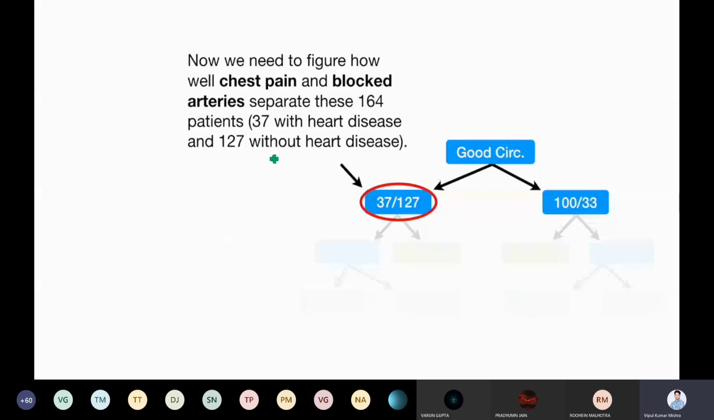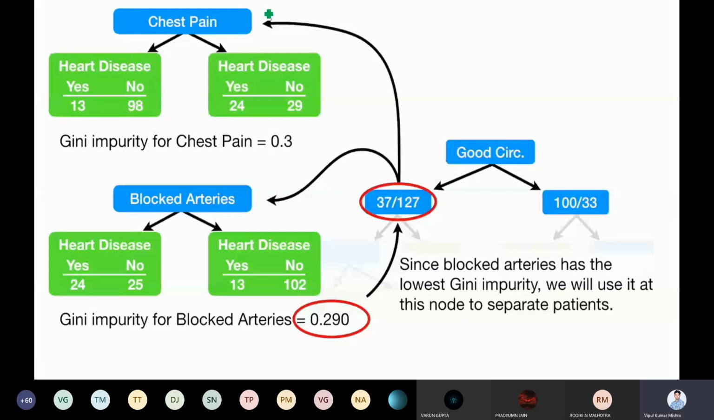So what we'll do, once you have those who have good blood circulation yes, they have these numbers, so now the entire analysis will be done on these numbers. Again you have to select either chest pain or blocked arteries. Based on this data, whatever part of the data, you can call it the P1 part. In this P1 part of data, you have computed the Gini score for chest pain and for blocked arteries, right? Based on that you decided to go first for the blocked arteries.